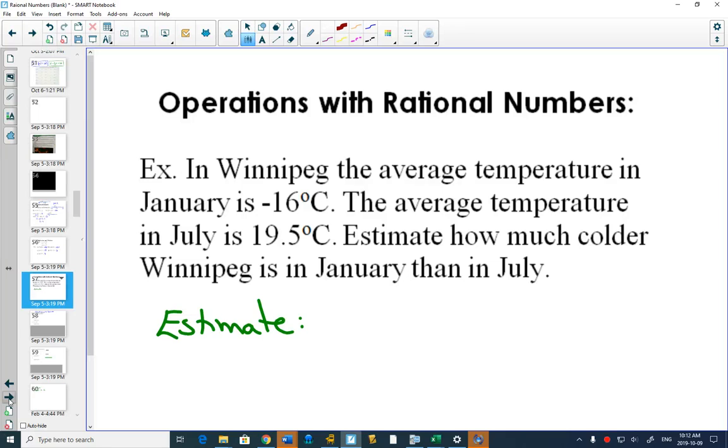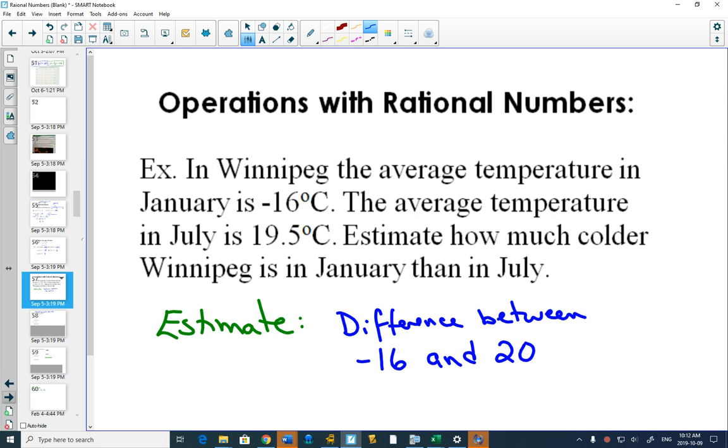So when doing an estimate, we don't like to use the decimals because it makes the mental math harder. So for our estimate, we're going to see the difference between negative 16 and change the 19.5 to 20 degrees. That's going to make our estimate easier.